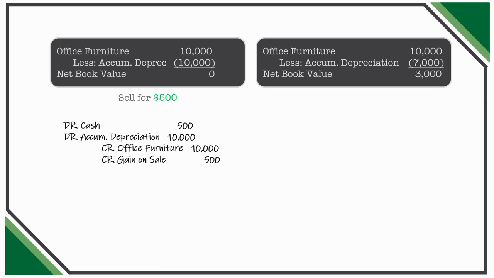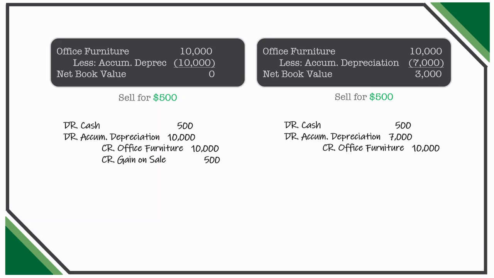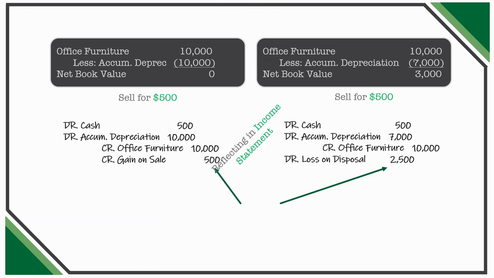If we assume this asset was again sold for $500, but using our second scenario for the asset, in other words, it is not fully depreciated, we again debit cash for $500, debit accumulated depreciation for $7,000, and credit office furniture for $10,000. This time, however, we need a debit of $2,500 to balance the journal entry. The debit is to loss on sale of fixed assets. Both the gain in scenario 1 and loss in scenario 2 are reported in the income statement.